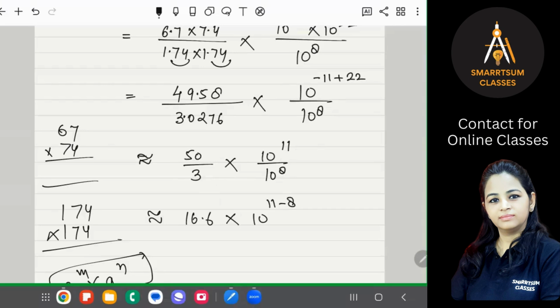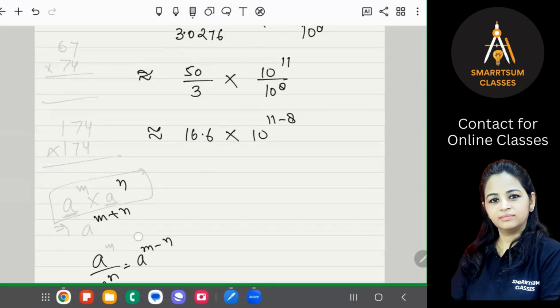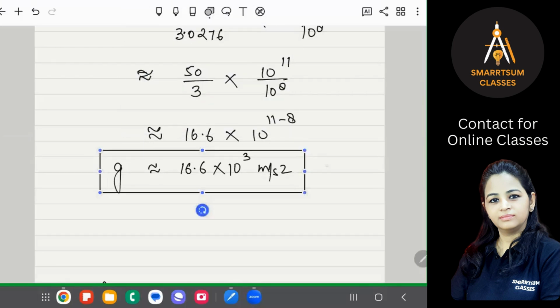because in division, the power gets subtracted. So it will become 11 minus 8. Getting that? So what is the value of G? It is 16.6 into 10 to the power 3, since 11 minus 8 is 3. So G is approximately 16.6 into 10 to the power 3 meter per second. Are you getting that? So this is how we will get it.